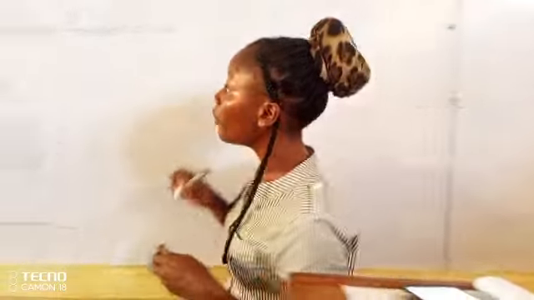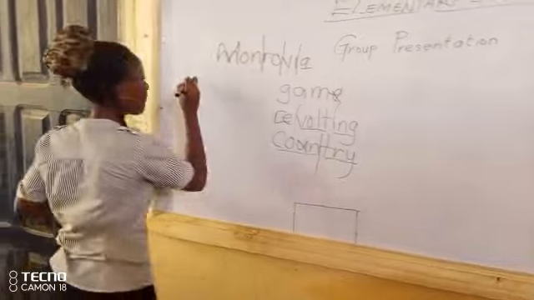And then we move to pentasyllabic. So pentasyllabic is a type of syllabication that deals with five syllable words. For example, inhospitable.